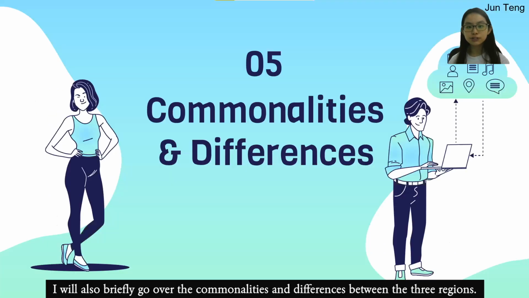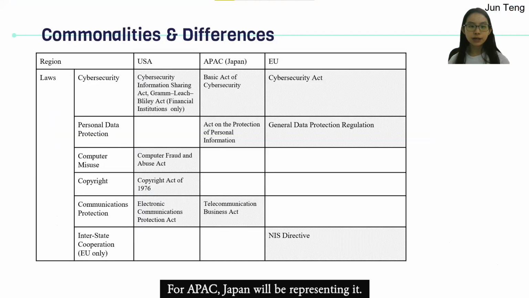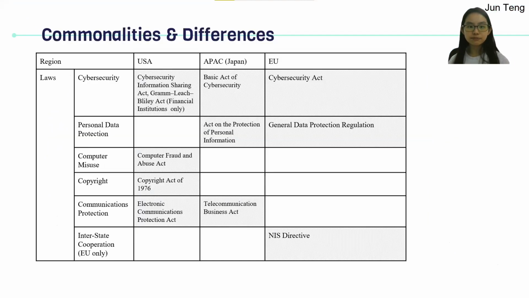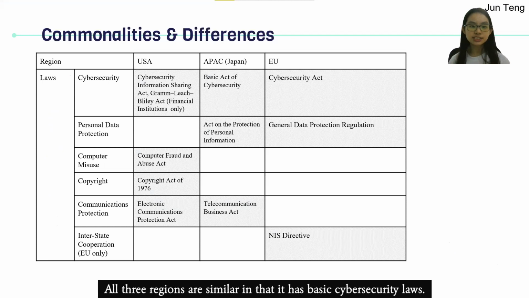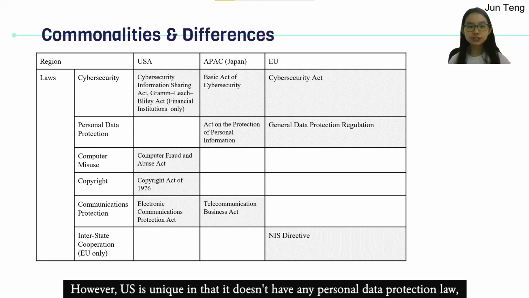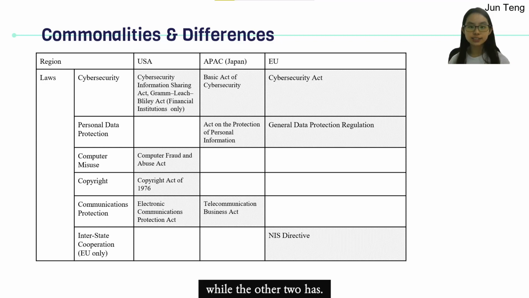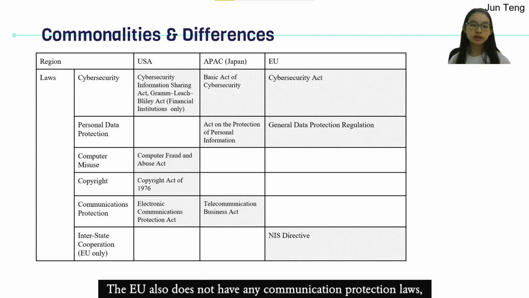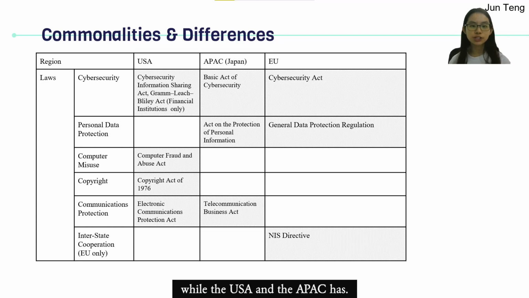I'll also briefly go over the commonalities and differences between the 3 regions. For APEC, Japan will be representing it. All 3 regions are similar in that they have basic cybersecurity laws. However, US is unique in that it doesn't have any personal data protection law, while the other 2 have. The EU also doesn't have any communications protection laws, while the USA and APEC have.